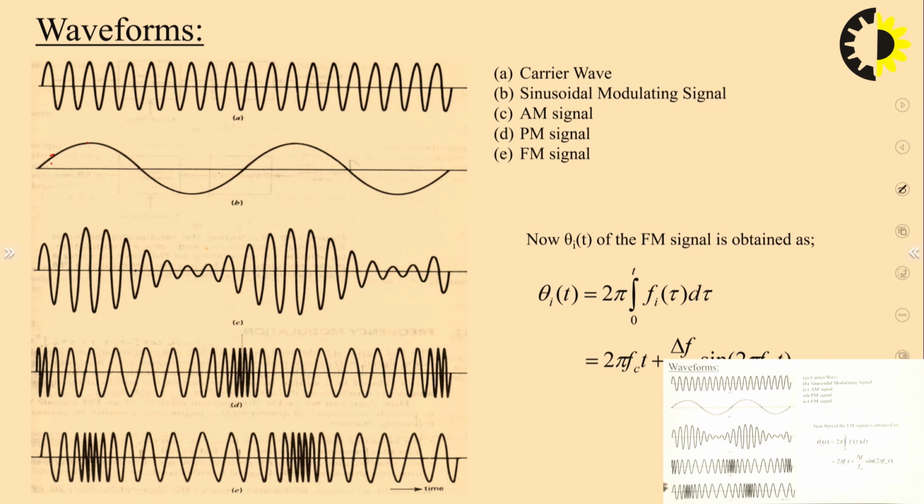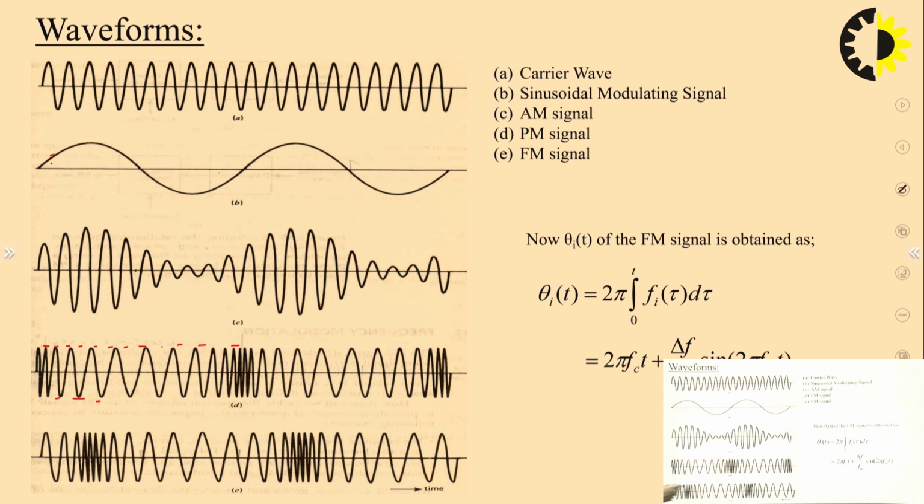Now you can see here in the diagram, the amplitude is constant, right? Amplitude is constant while the frequency is increasing or decreasing with respect to the instantaneous value of the message signal. Here you can see, first you will have the high frequency, low frequency, low frequency, and high frequency, right?